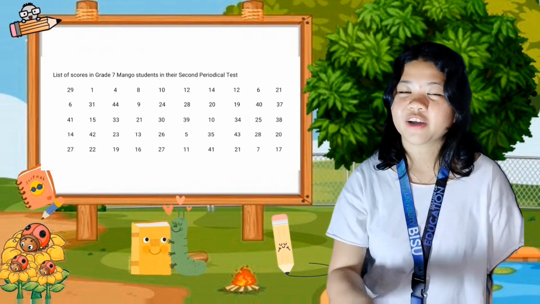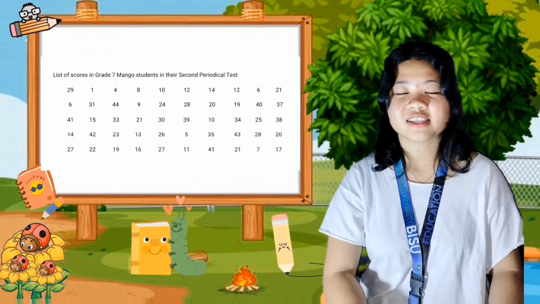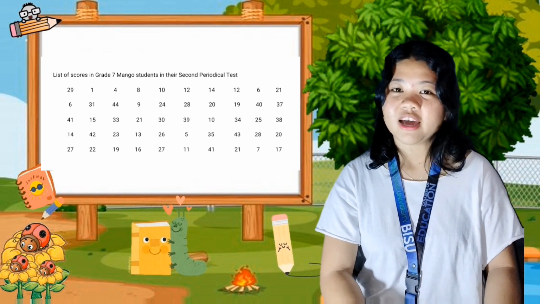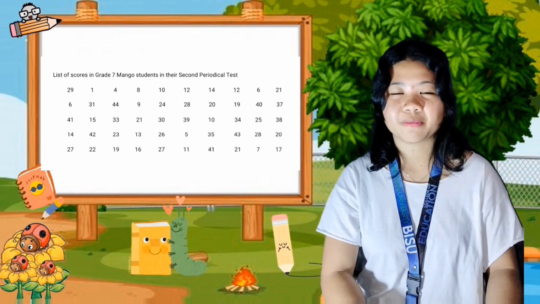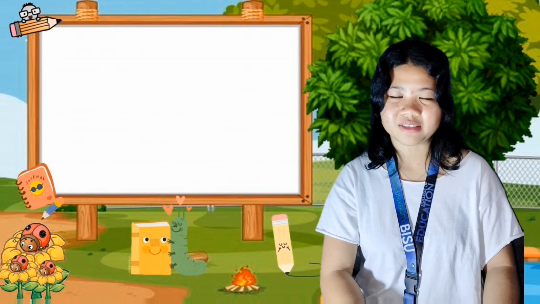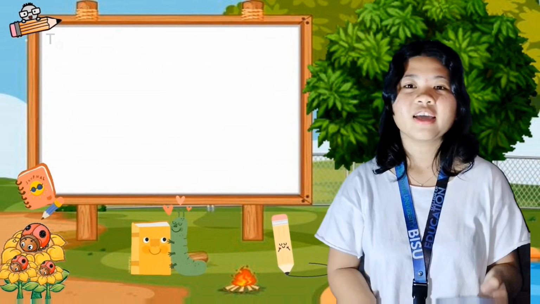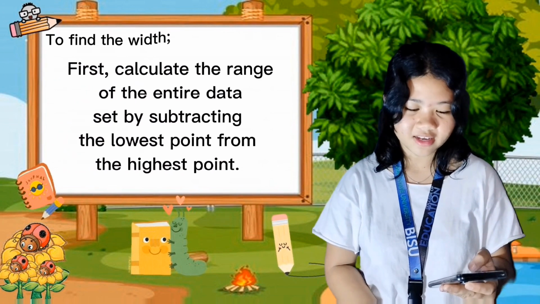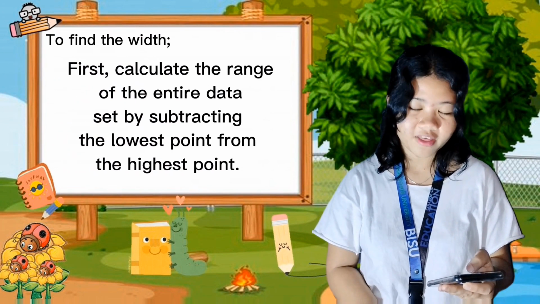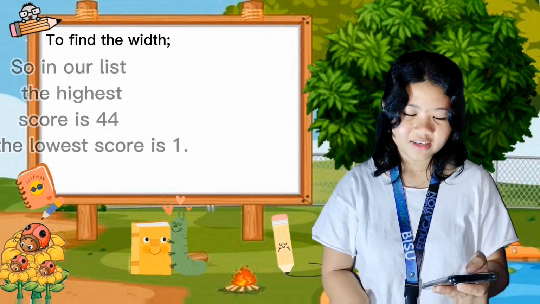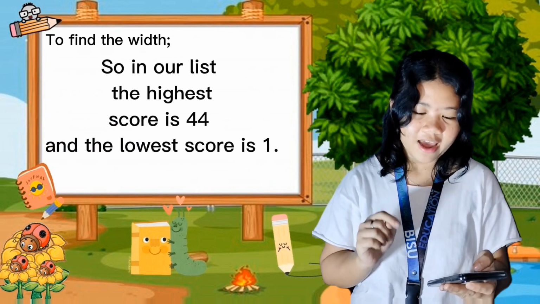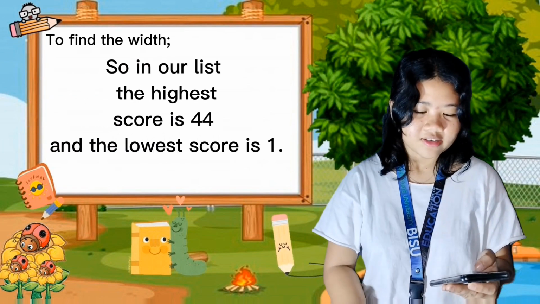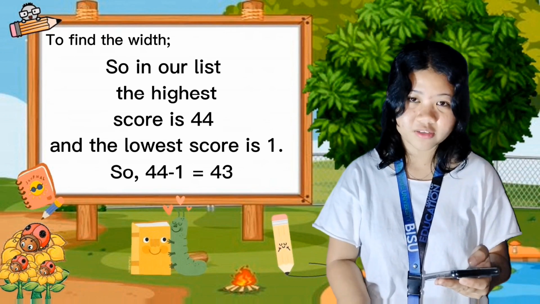So first, I'm going to show you the list of grade 7 Mango students' second periodical test scores. In order to get the frequency distribution table, we must first find the width. To find the width, first, calculate the range of the entire data set by subtracting the lowest point from the highest point. So in our list, the highest score is 44 and the lowest score is 1. So 44 minus 1 equals 43.